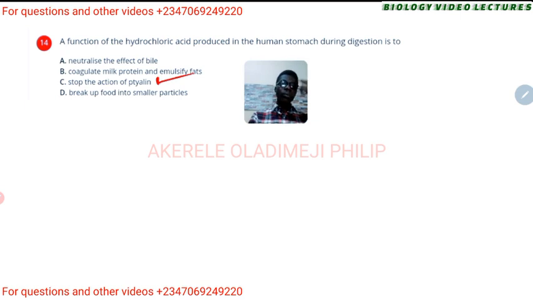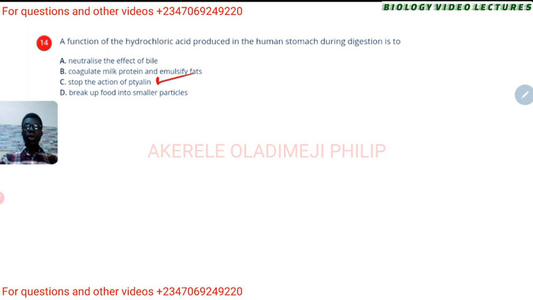Ptyalin is the enzyme in the mouth, an amylase. Amylases are enzymes that digest carbohydrate. So it's an amylase that is found in the mouth that digests cooked starch into maltose. Now, amylase basically prefers to work in an alkaline medium. All right, so the mouth is alkaline in nature.